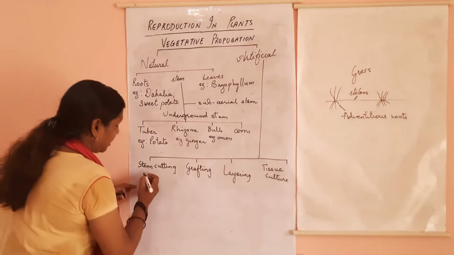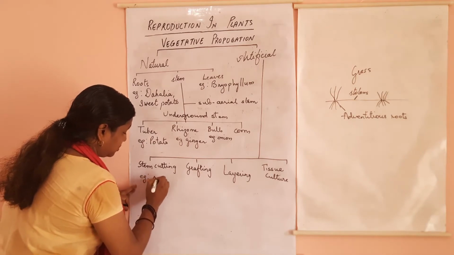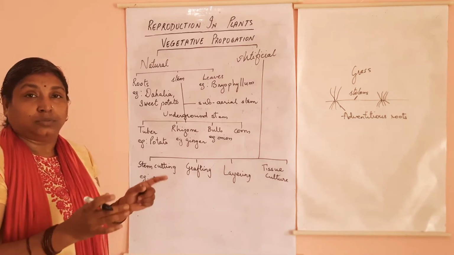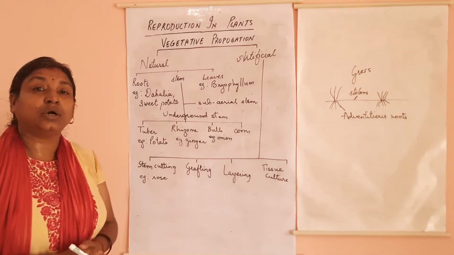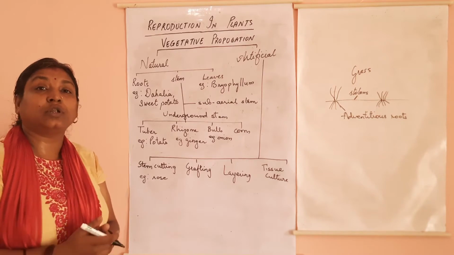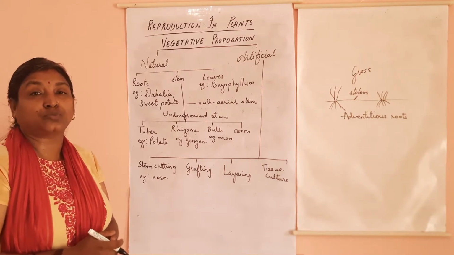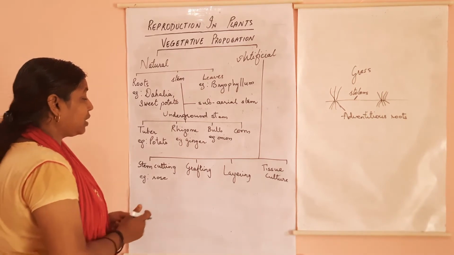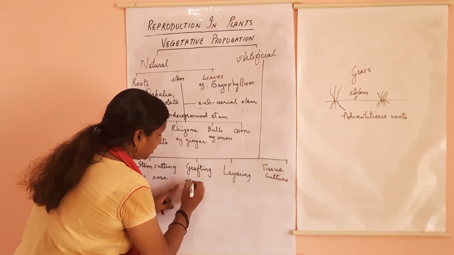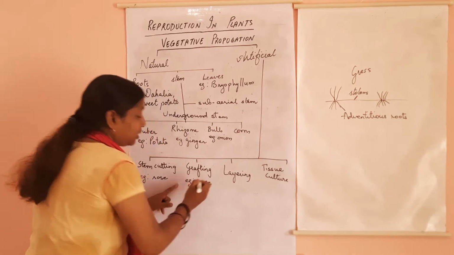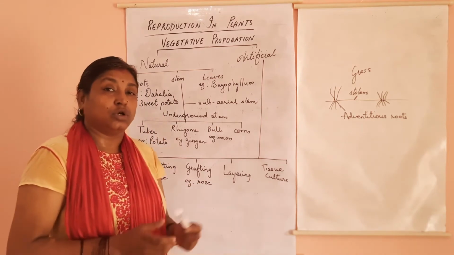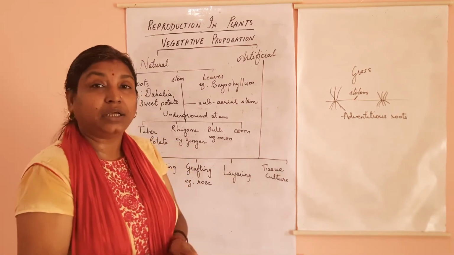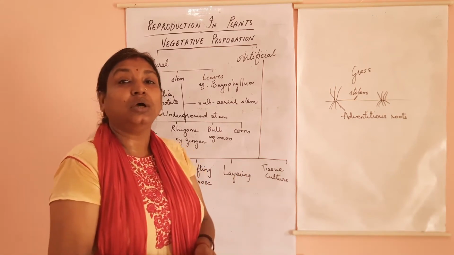In stem cutting, example is your rose. What happens? Small stems of plant is cut and then sowed in the soil. It is watered regularly and within 8 to 15 days new shoots sprout and develop into a new plant. Coming to grafting, for grafting also roses can be taken. Grafting is usually a method used for growing different varieties of the same species on the same plant.